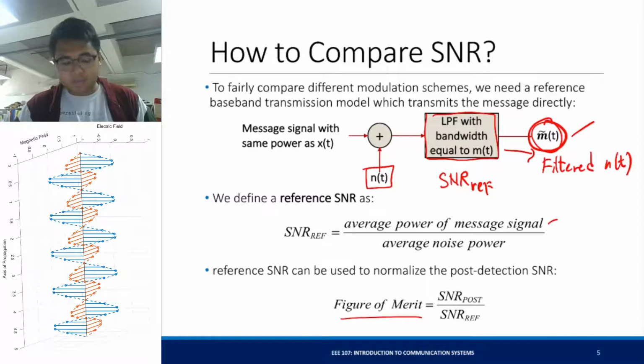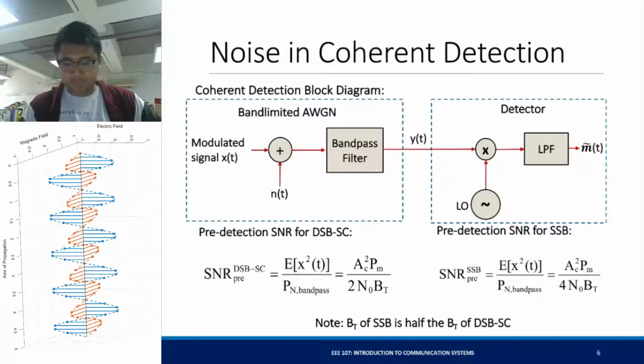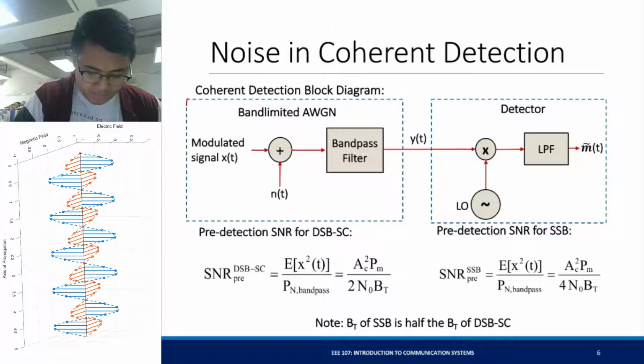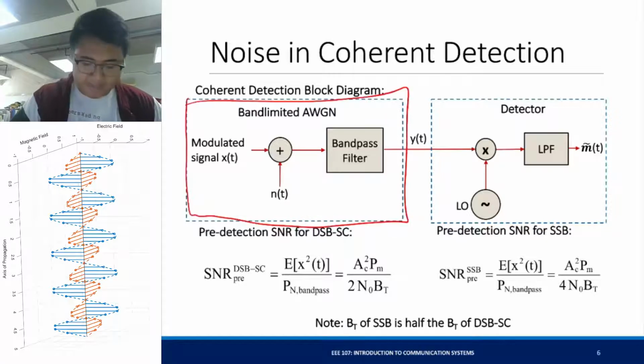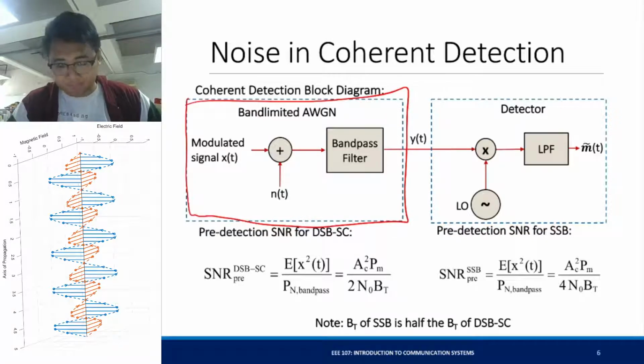So we can use that reference SNR, and we can define what we call a figure of merit, where we use the reference SNR to normalize the post-detection SNR that we will get. Okay? For example, let's look at the noise in a coherent detection scheme. The coherent detection block diagram looks like this. So first, we have a band-limited AWGN. Okay, the bandpass filter is there to limit the noise, but it does not distort the signal in any way.